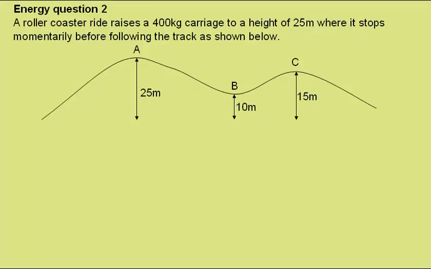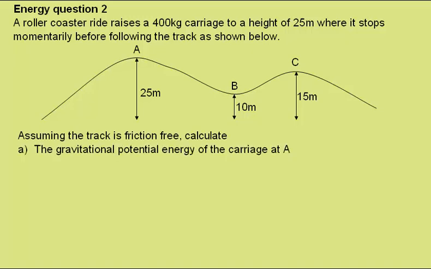Energy, question 2. A roller coaster ride raises a 400 kilogram carriage to a height of 25 meters, where it stops momentarily before following the track as shown below. Assuming the track is friction-free, calculate for part A the gravitational potential energy of the carriage at point A here.